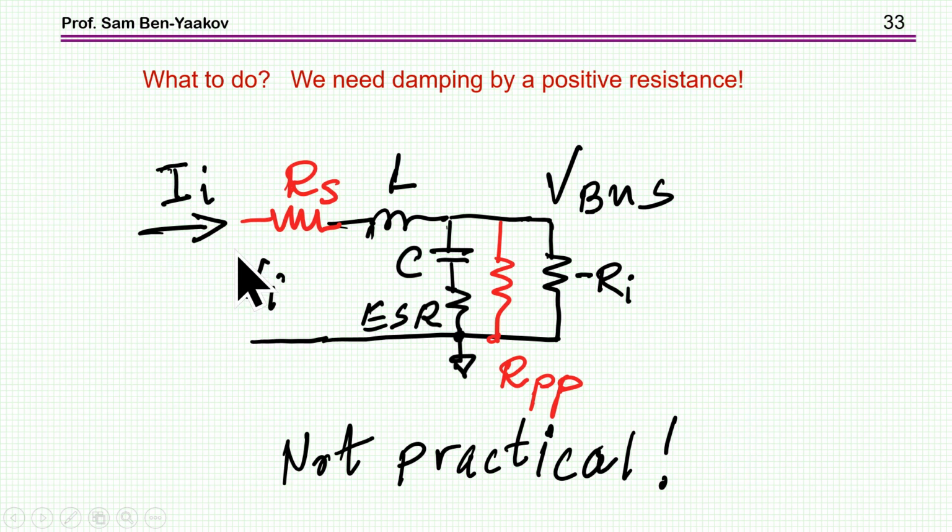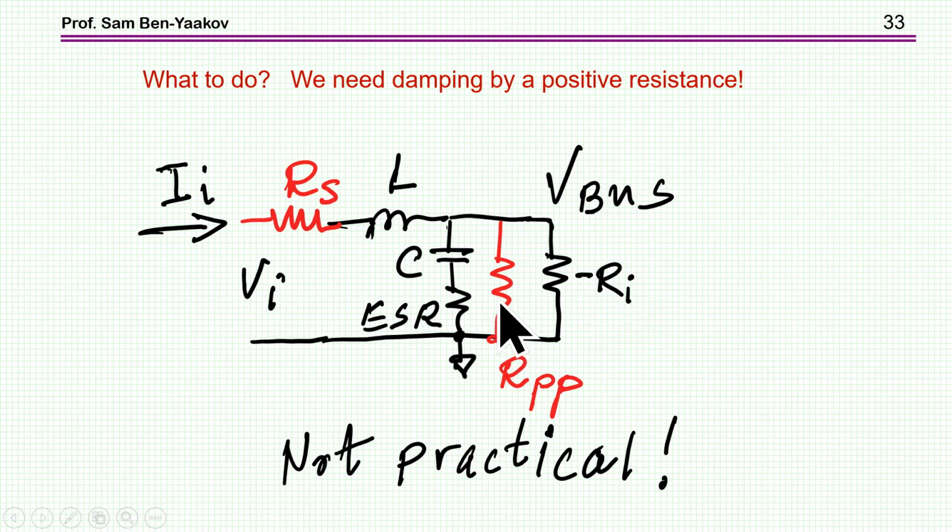So the question is, what can we do? Obviously, putting a large resistor here or a small resistor here will help, but these two cases are not practical. If I put a large resistance here, we'll have high power dissipation due to the high current here. And here I cannot put just a small resistor, like 100 milliohm, which we need to combat the small value of R sub I, because it's going to short out the bus.